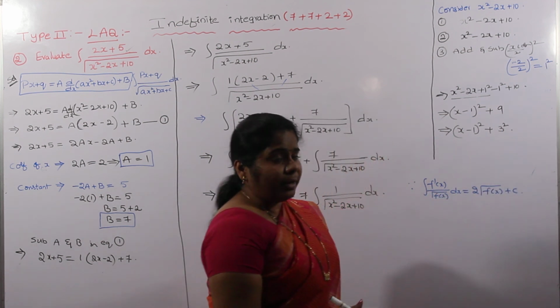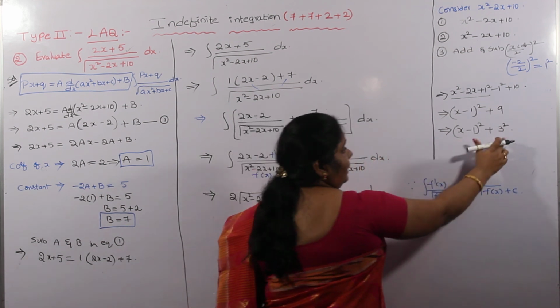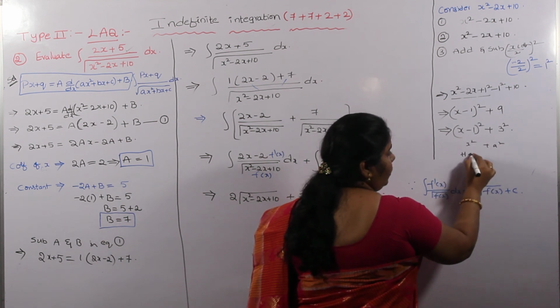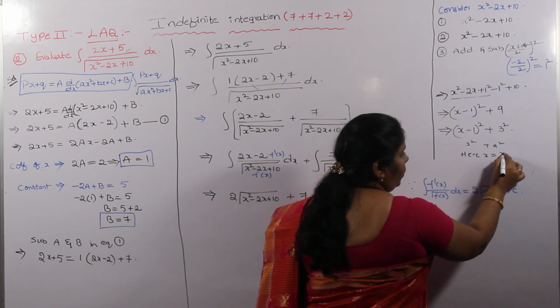This is in the form of 1 by x square plus a square. Here x is equal to x minus 1.